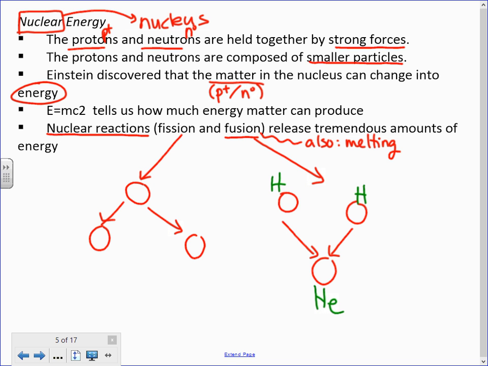So our goal today then is going to be to talk about electrons, which is the third of the subatomic particles. And they are the ones that are not in the nucleus.